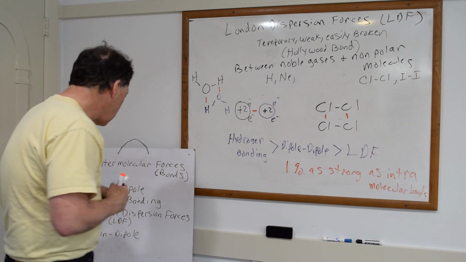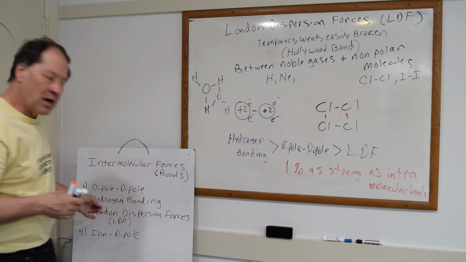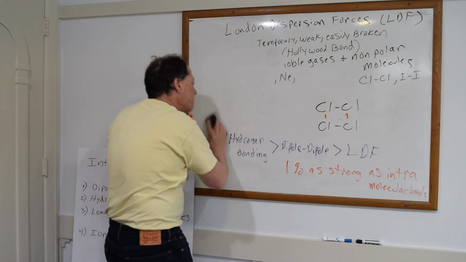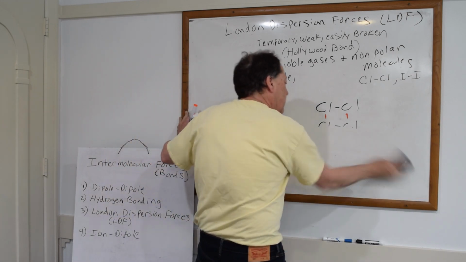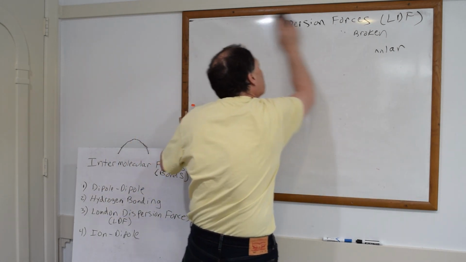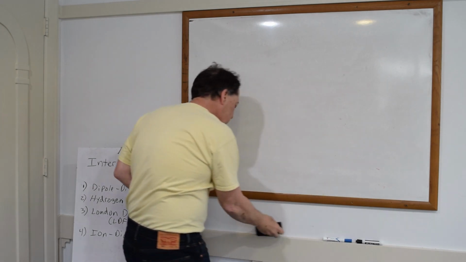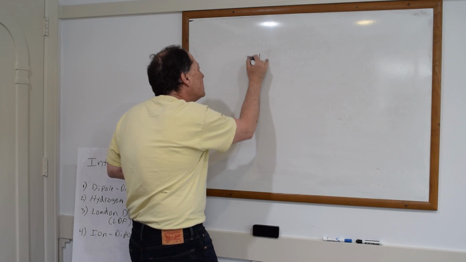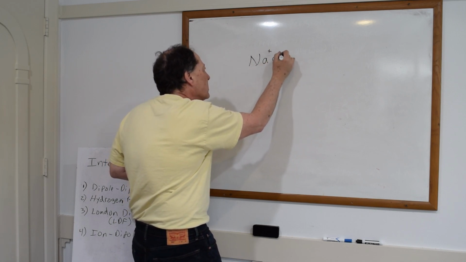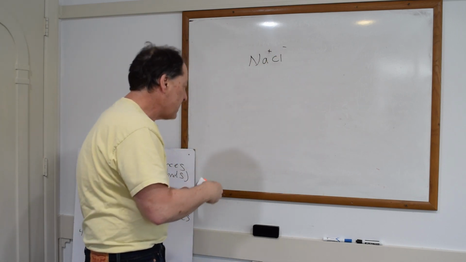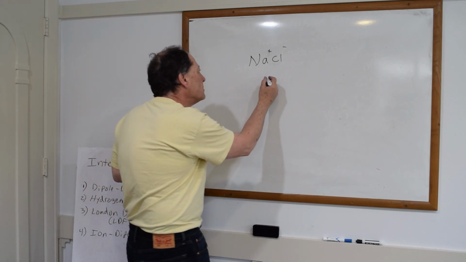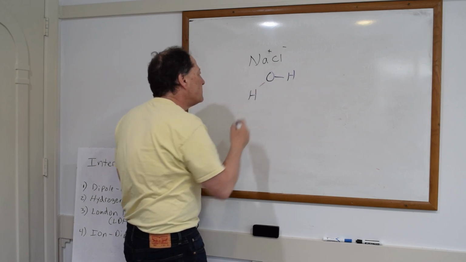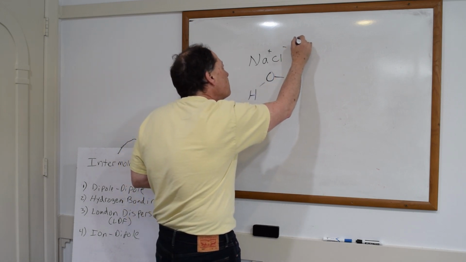The last thing I want to talk to you about is what your videos talk about, something called ion dipole. Okay. And this type of intermolecular bond is basically how something like salt dissolves. So let's go back and look at a sodium chloride unit, okay? And then let's bring a water molecule up close here, okay? And let's bring another one over here.